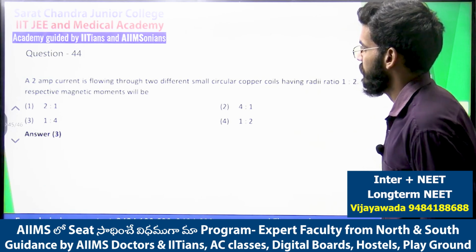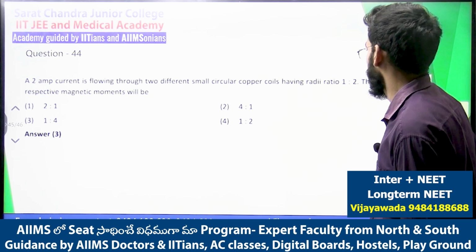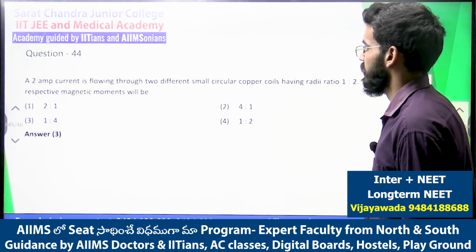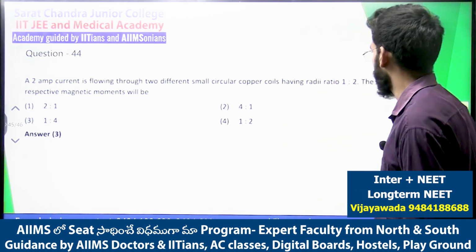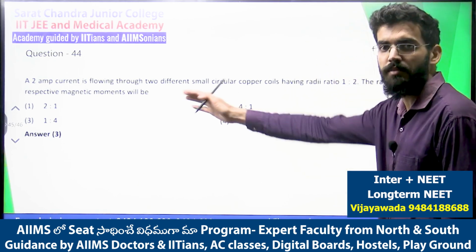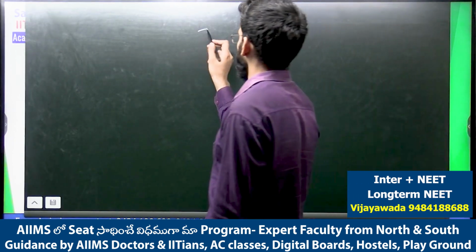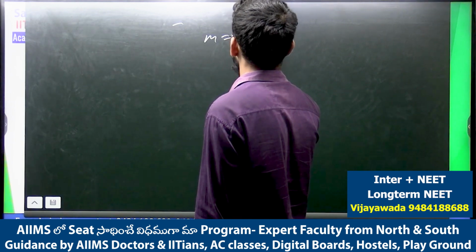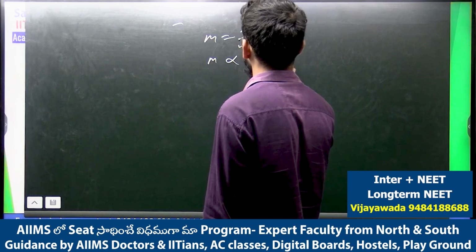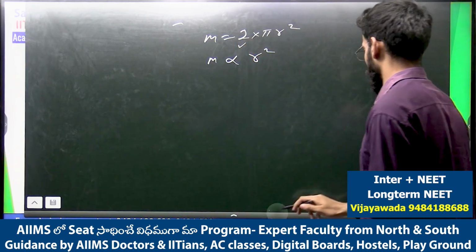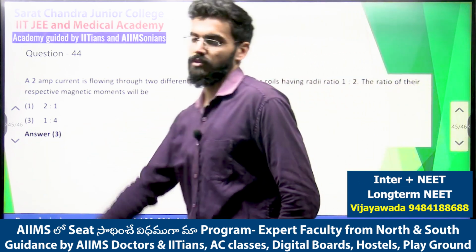44th question. A 2 ampere current is flowing through two different small circular copper coils having radii ratio 1:2. The ratio of their respective magnetic moments is, magnetic moment is what? Current into area, right? Area is pi r square, so radius square. Current is the same. So simple. M is equal to I into pi r square. I is the same, so M is proportional to r square. So if the radius ratio is 1:2, then the magnetic moment ratio will be 1:4. So 1:4, third option, directly.